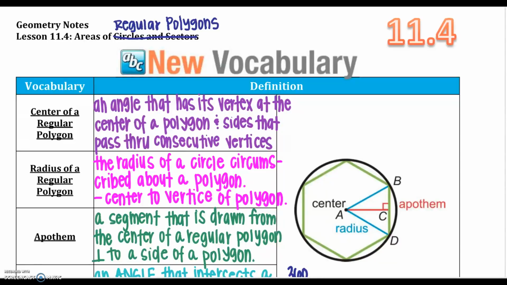Hey there, this is section 11.4. We're going to talk about area of regular polygons today.